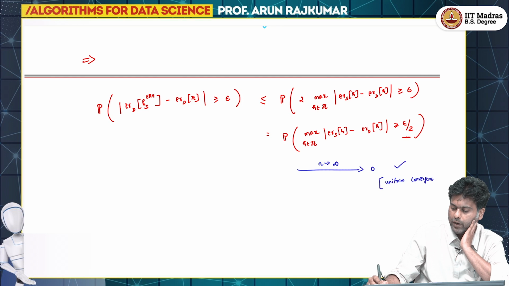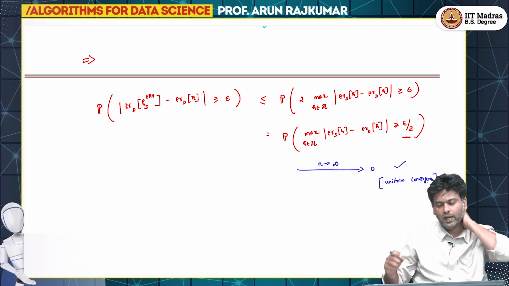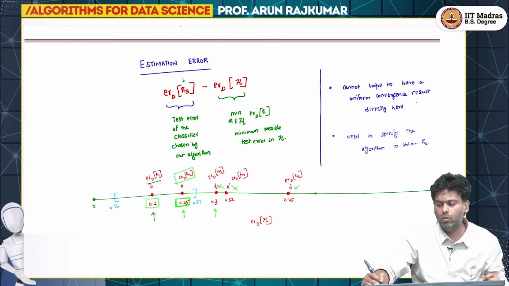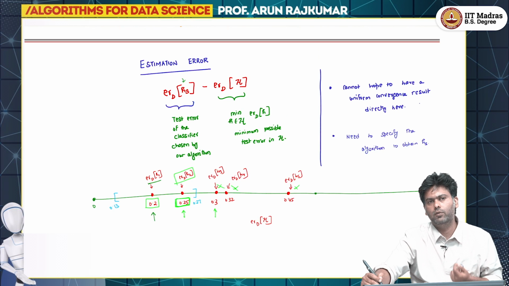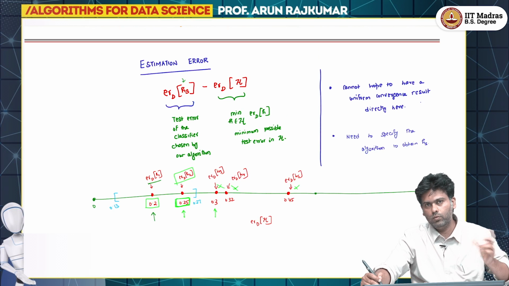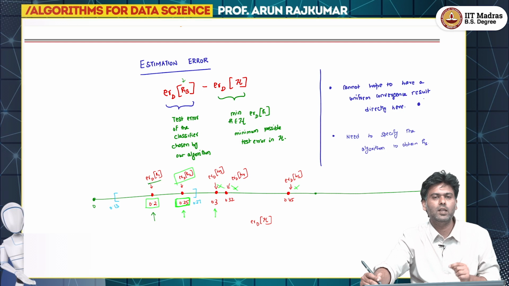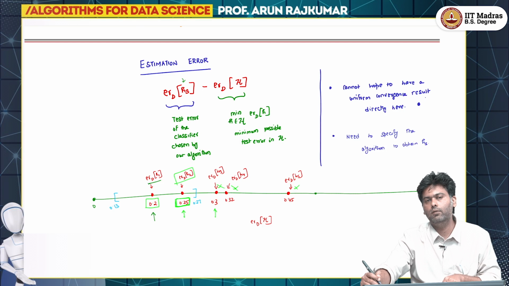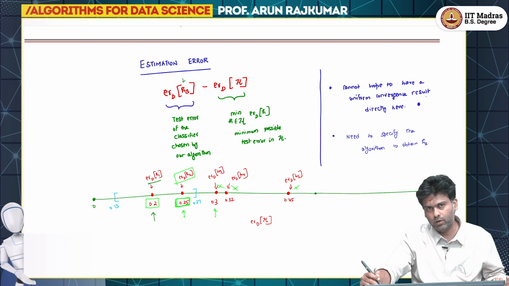Now, I just want to make a point here. I am not negating the previous statement that I made earlier, that we cannot hope to have a uniform convergence result for this. There is no mismatch between these two statements. What I am saying is that if we do not fix the algorithm, then we cannot have a uniform result that says that the test error of whatever classifier is close to the best possible test error. That is simply not possible.